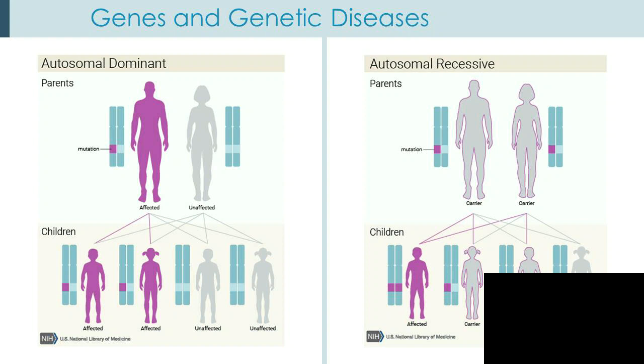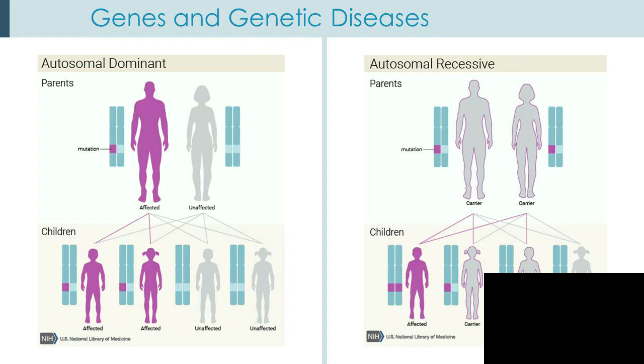Switching to genes, genetic diseases. There are different types of patterns of genetics being passed on. Autosomal dominant is when one parent is affected and the mutation is carried only on one gene. There is a 50% incidence rate of one of the children, either boy or girl, being affected.